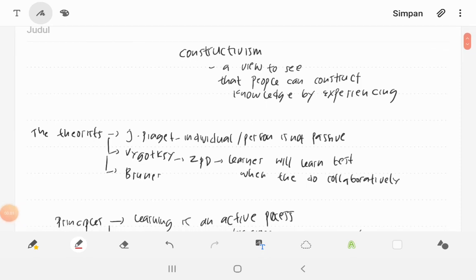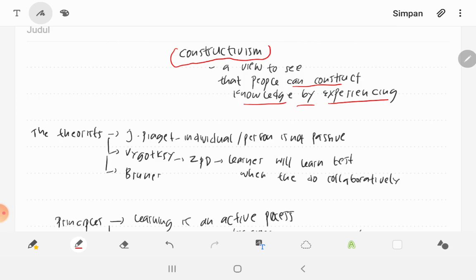Okay, thank you. Today we're going to talk about constructivism. What is the meaning of constructivism? Actually, constructivism is the way we see something, a view that people can construct knowledge by experiencing. So constructivism holds that people can construct knowledge by experiencing.